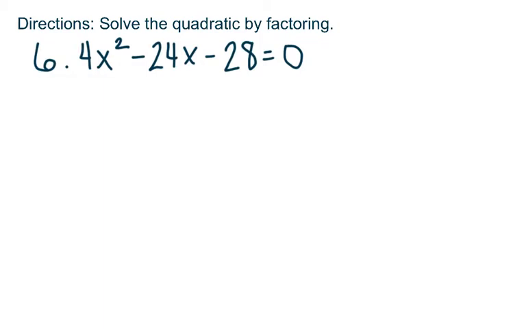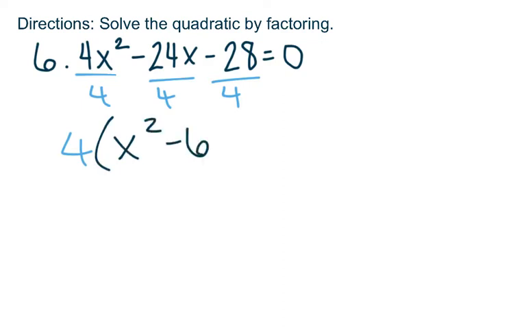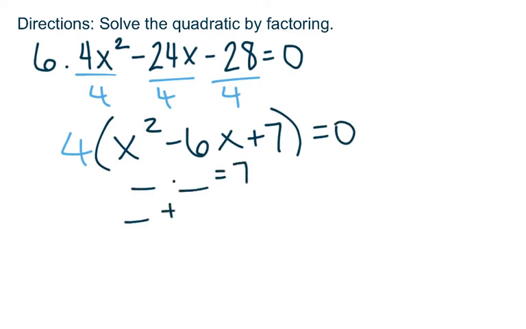Alright, so this one, it has a GCF that you can pull out. If you want to try it, you can. You can pause the video. If not, the answer is 4. They're all divisible by 4. So I'm going to take out a 4. I'm left with x squared minus 6x plus 7. This is an easy quadratic. I just need two numbers that multiply to give me 7, but they have to add to give me -6.